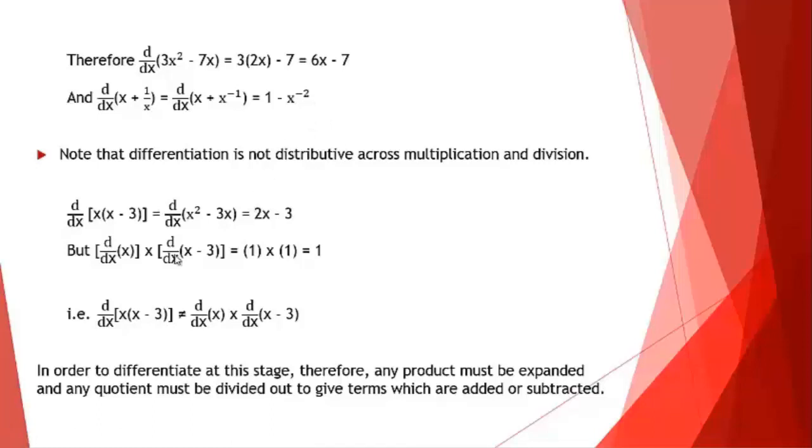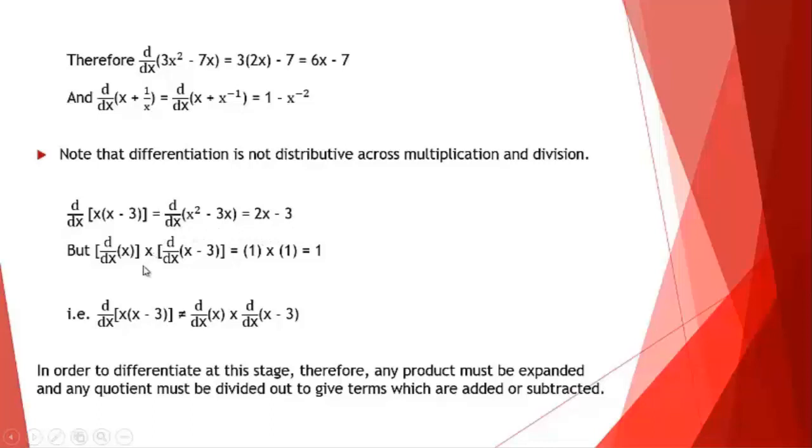So note that differentiation is not distributive across multiplication and division. So differentiation of x times x take away 3 with respect to x gives us differentiation of x squared take away 3x with respect to x. So we have expanded the brackets and we got x squared take away 3x. Differentiating x squared take away 3x would give us 2x take away 3.